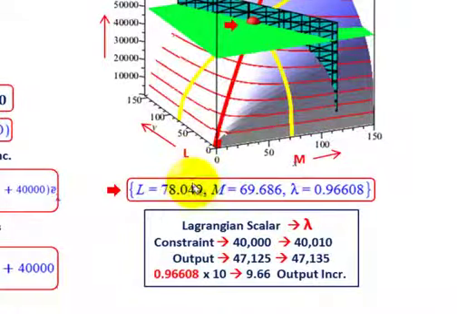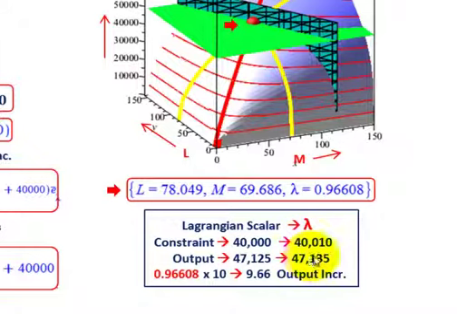So if we go down here and look at our lambda, just to briefly understand our multiplier effect, remember that here, 0.096608. Let's just say this Lagrangian multiplier is a scalar. Remember we set our budget constraint at $40,000, and based on that 40,000 we had an output for our production function of 47,125. Now let's move our constraint up to 40,010, so we only increased it by $10. Now our output has gone from 47,125 to 47,135.